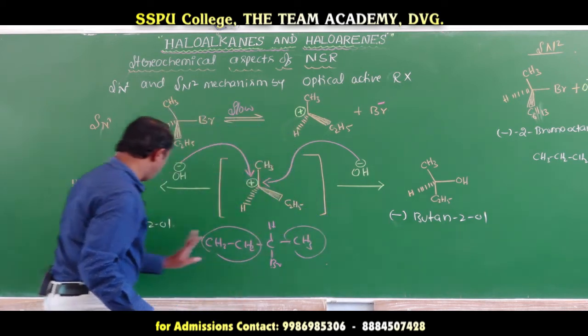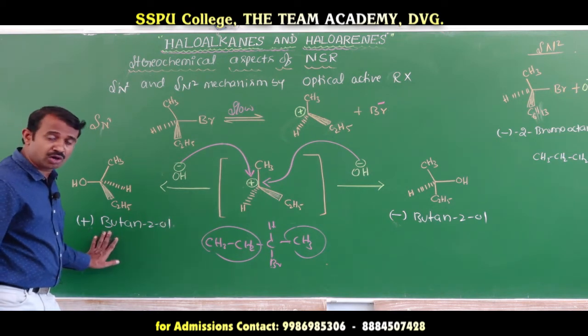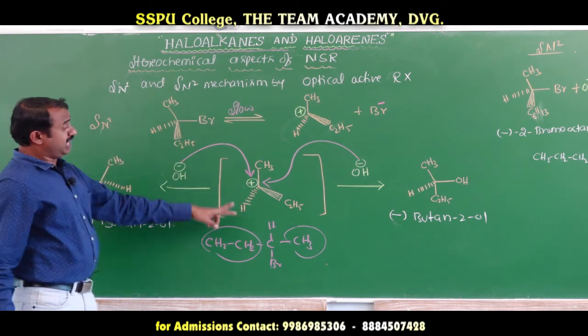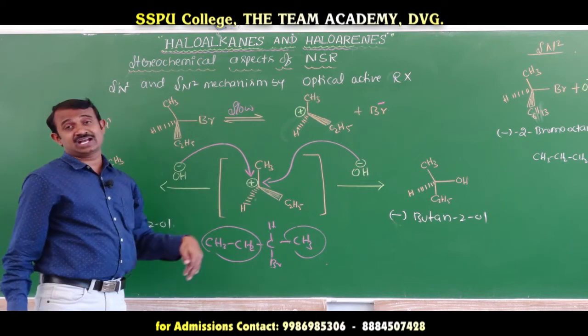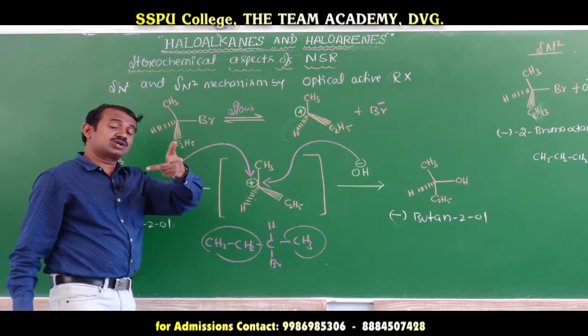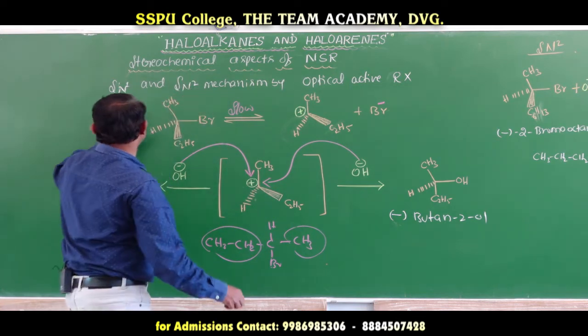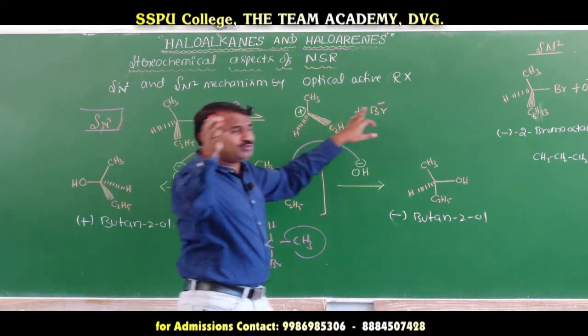Both are butan-2-ol. One is dextrorotatory and the other is levorotatory. When the carbocation is formed, the nucleophile attaches in one case from the same direction and in the other from the opposite direction. That is the SN1 mechanism. Coming now to the SN2 mechanism.